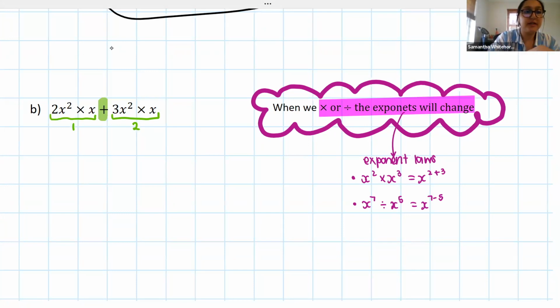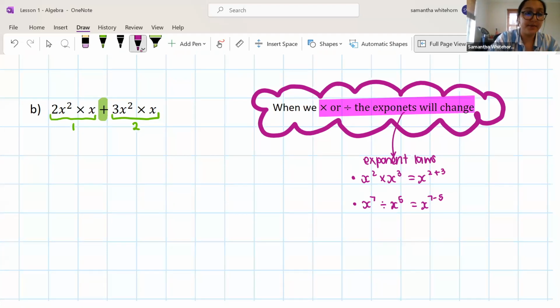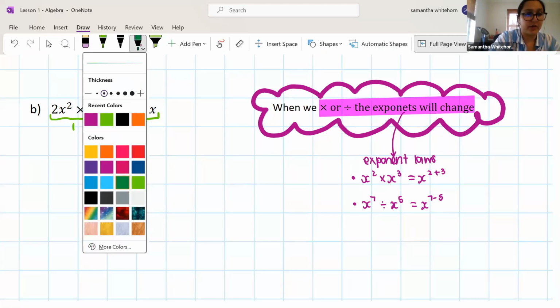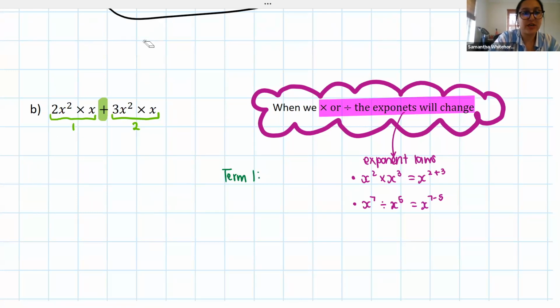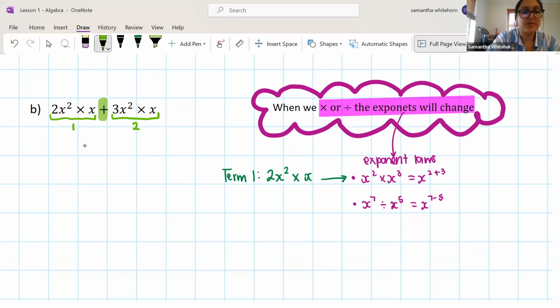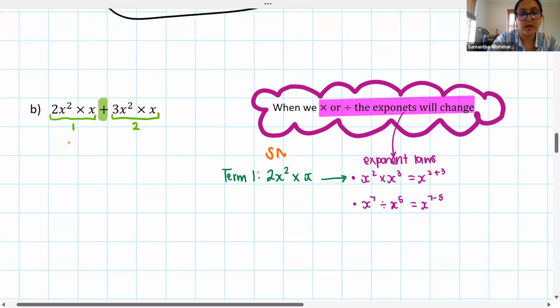Okay, so if I take term 1, I don't want to overcomplicate the situation, but if I take term 1 and I deal with its simplification, when I say simplification, I mean do the multiplication. So 2x squared times x. Because I'm multiplying, I'm going to have to apply this first law of exponents. And also remember, if you ever feel a little bit confused about multiplication, go back to signs, numbers, variables.